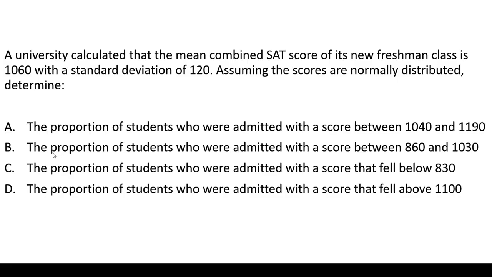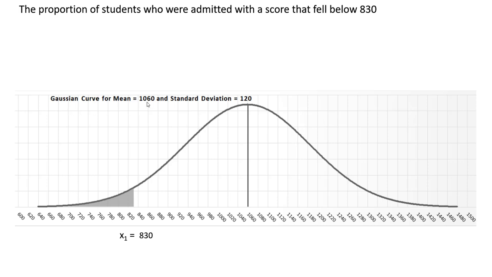Part C wants to know the proportion of students who were admitted with a score that fell below 830. Notice there are not two x values here. There's only one x value, and that one x value is this 830 right over here. Let's see what this looks like on a normal curve. On the original Gaussian curve, with a mean of 1060 and a standard deviation of 120, we want to know the area to the left of 830, meaning all the students who were admitted that fell below a score of 830. Let's go to the spreadsheet to see how that translates to z-values and areas.